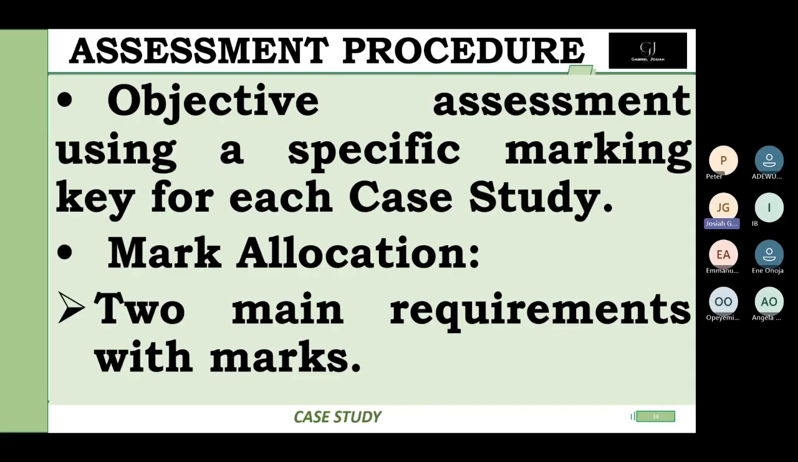Now, the objective assessment using a specific marking key for each case study is very important. So you are objectively assessed and you are marked based on a marking key. And the mark allocation provides you with just two main requirements, like I said earlier in the first unit. Two requirements. Forget the splinter houses, Roman numeral 1, 2, 3, 4, 5. If you read between the lines, you'll be able to link which one. So there are single-barrel questions and there are double-barrel questions. Where the examiner provides a phrase and links it, saying Roman numeral 2.